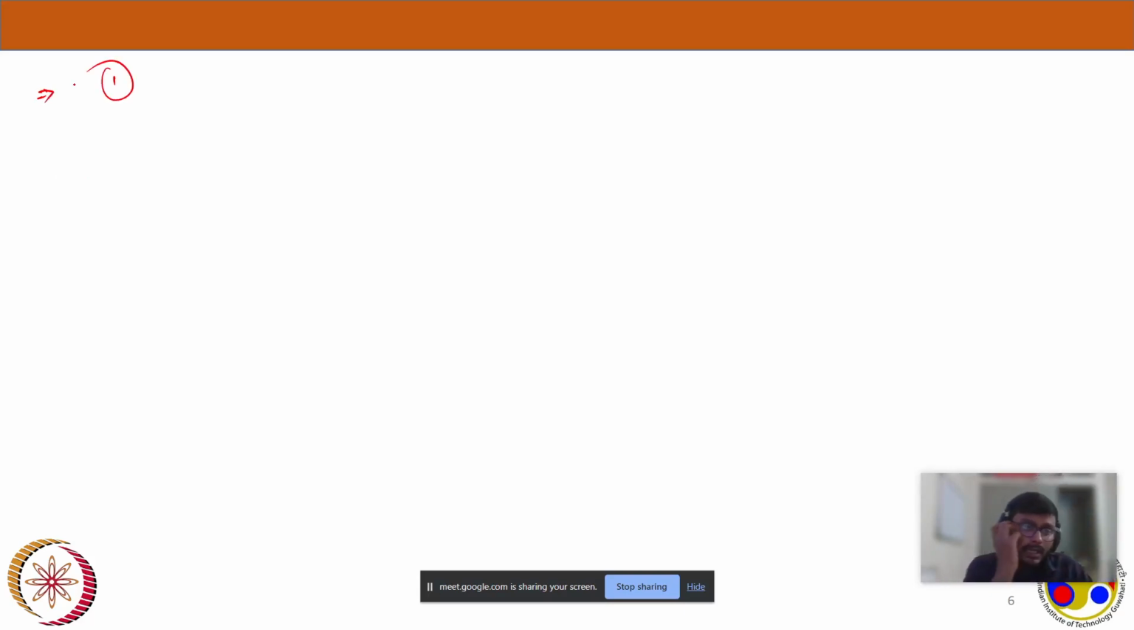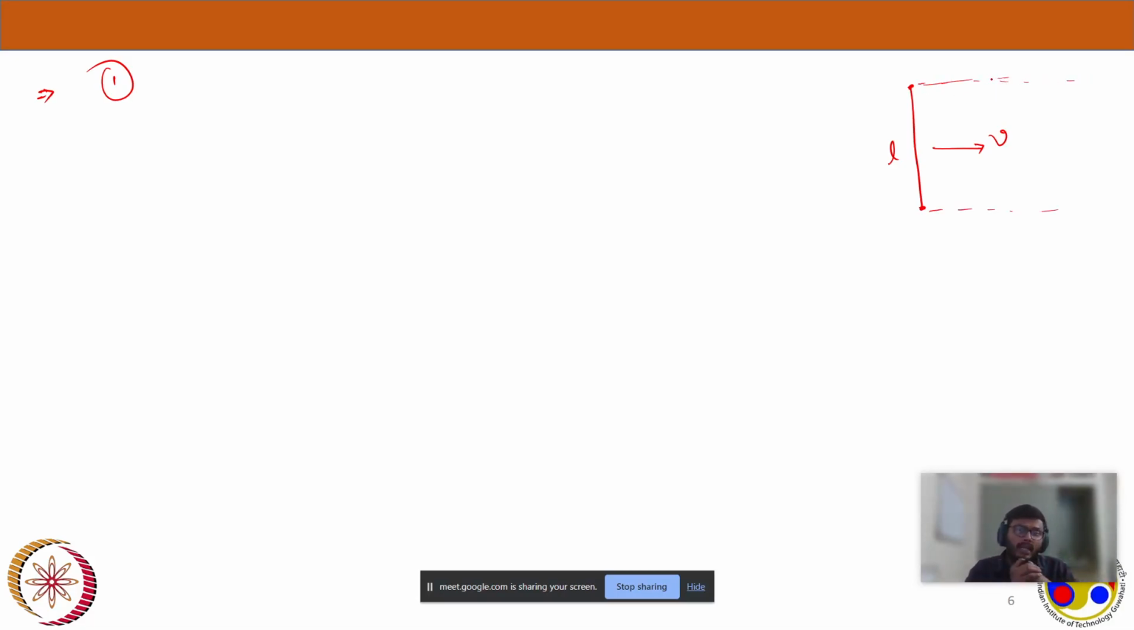Starting with, let's say we have a conductor of finite length. Let's say the length of the conductor is L, and it is moving with a velocity v. I will just try to draw it here. This is the conductor of length L, and it is moving with the velocity v in this direction.